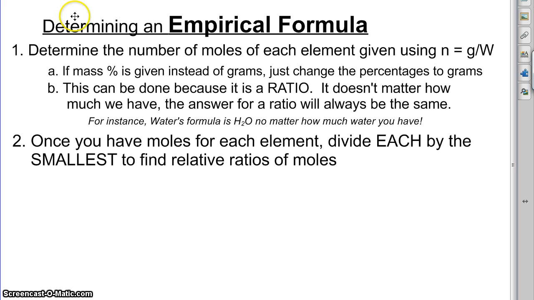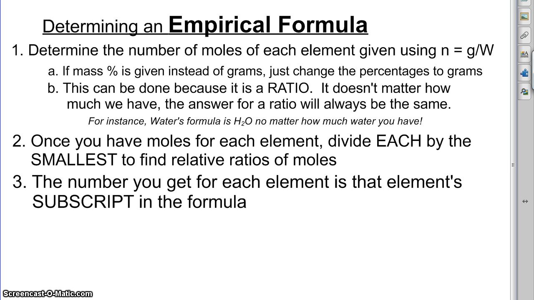You're going to divide each by w and get moles, like we said. Then once you have the moles for each element, you will divide each of those moles by the smallest of them. And what this will do is it will give you relative ratios of the different kinds of moles. And so we do that. And then when you do that, the number you get for each element is the element subscript in the formula. And that's pretty much all there is to it, with one little exception.